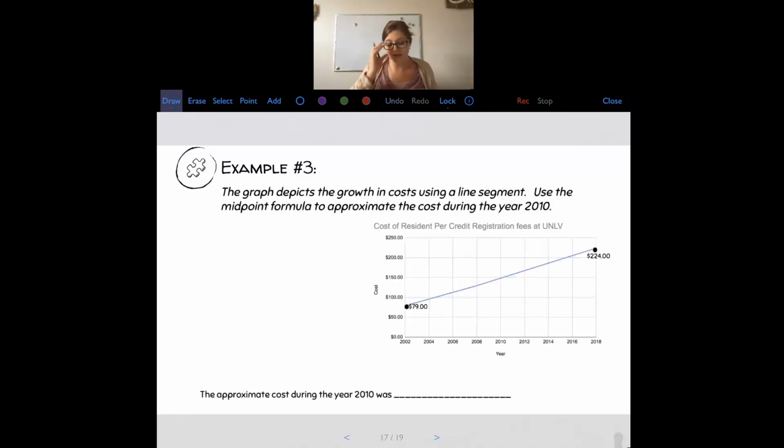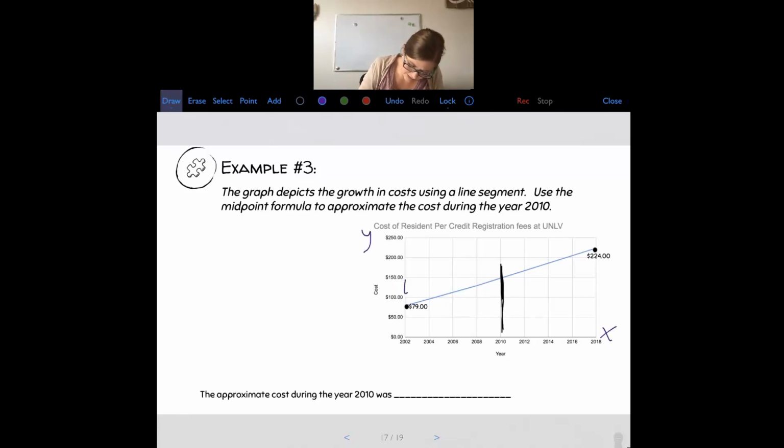Next, we get to an application problem. So the graph depicts the growth in cost using a line segment. So it's important it's a line segment. That's what we've been using to find distance and midpoint. Use the midpoint formula to approximate the cost during the year 2010. Okay, so here's 2010. And so I need to get my two coordinates. This is the x-axis and this is the y-axis.